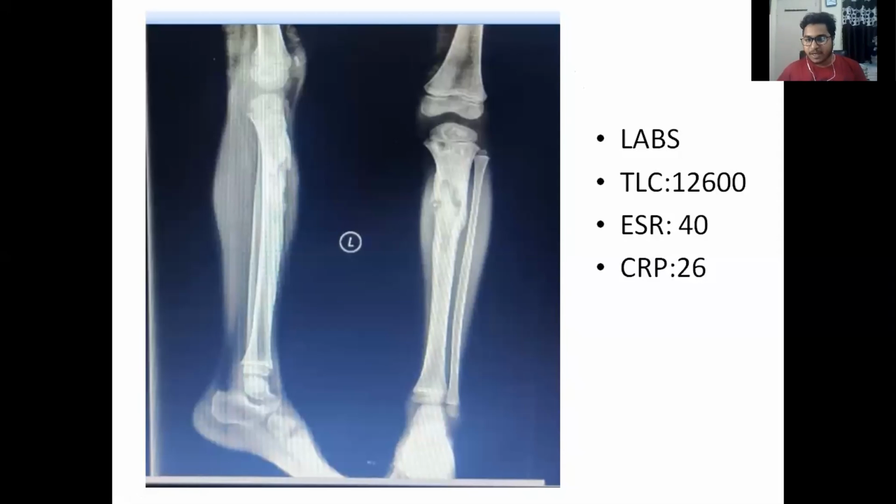Sir, sequestrum is separated from the viable bone. Yes, that should be the answer. Because the sequestrum is always seen separate from the viable bone, and involucrum is always continuous with the parent bone. Okay, good. But I still feel it is sequestra.